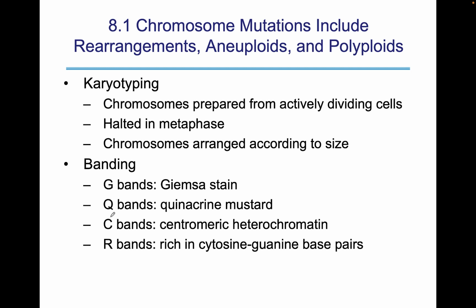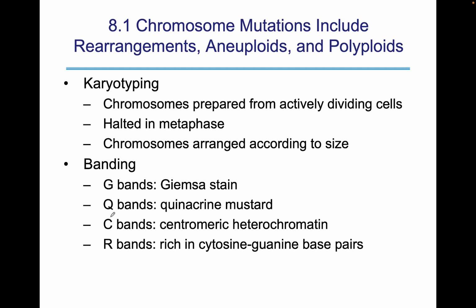Based off of that, you can then begin to arrange the chromosomes based off of size. You can also stain the chromosomes, and that helps you identify one chromosome from another, and each chromosome will have a unique banding pattern based off of the stain that is used. For example, you have the G bands, where the G stands for the Giemsa stain. This is a stain that allows one to distinguish the AT-rich regions of the chromosome. The Q band uses a quinacrine mustard.